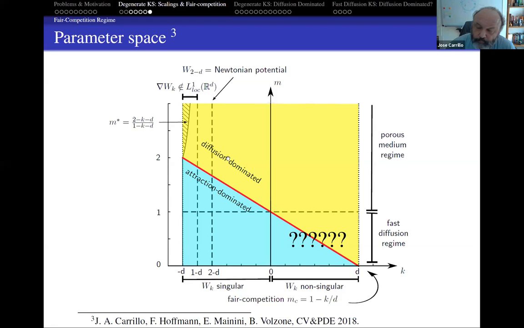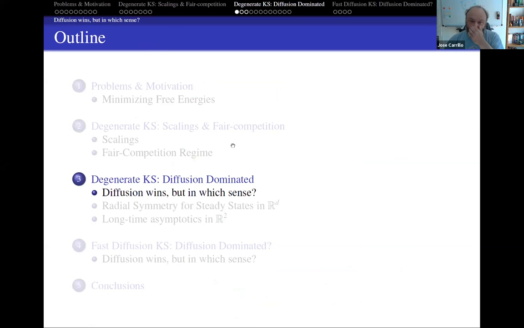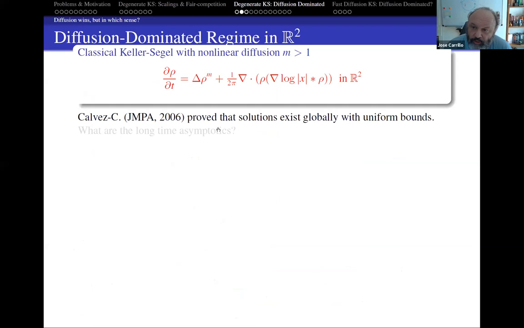Okay, so let me mention to you the main result that we have obtained in the case of the diffusion dominated regime, and then I will get back to that. In the diffusion dominated regime, we knew from the previous results by Sugiyama and Calvez and myself, in particular for this case, that I think is very important and illustrative because it's the case of the Newtonian attraction in two dimensions with nonlinear diffusion. So exactly, we can call it a kind of regularization of the classical Keller-Segel model, because we knew from those works that as soon as M is sufficiently larger than one, this has global solutions.